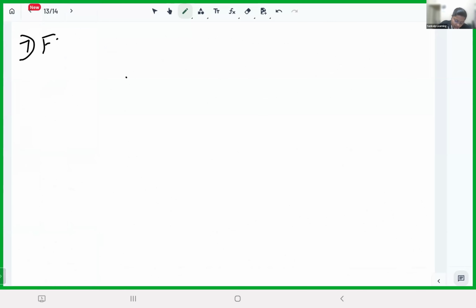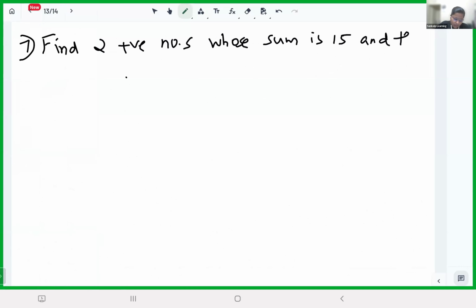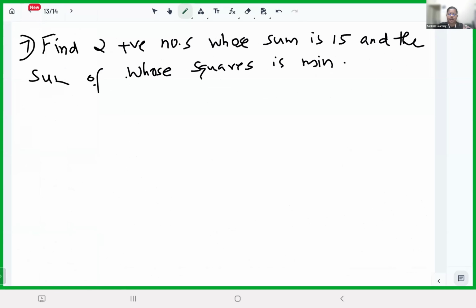Now, seventh question is find two positive numbers whose sum is 15 and the sum of whose squares is minimum. Okay, you have to find out two positive numbers such that the sum of those numbers should be 15 and the sum of the squares of those numbers should be minimum.